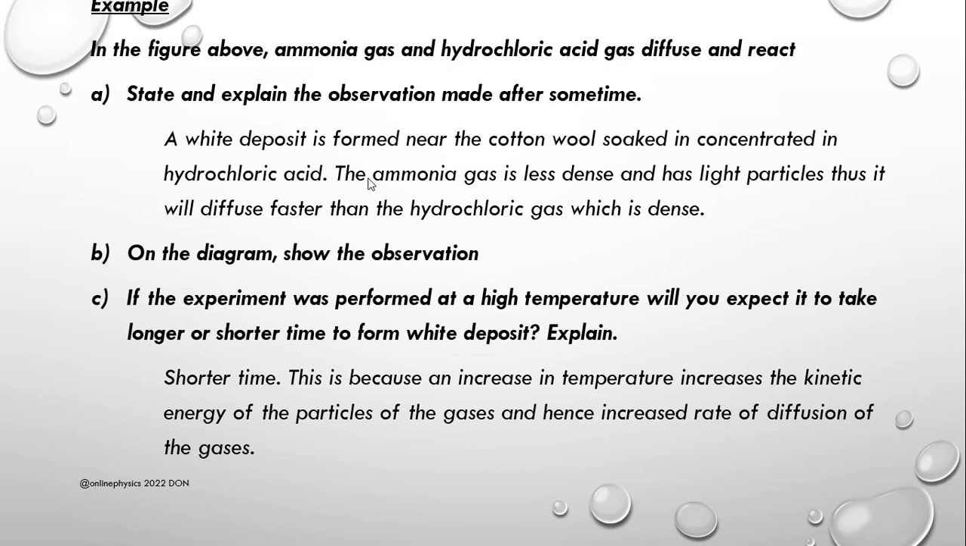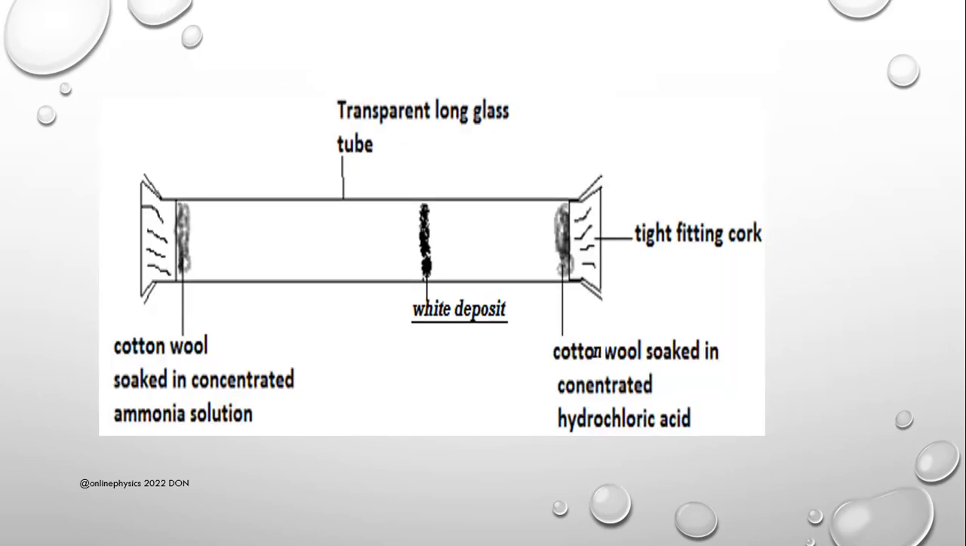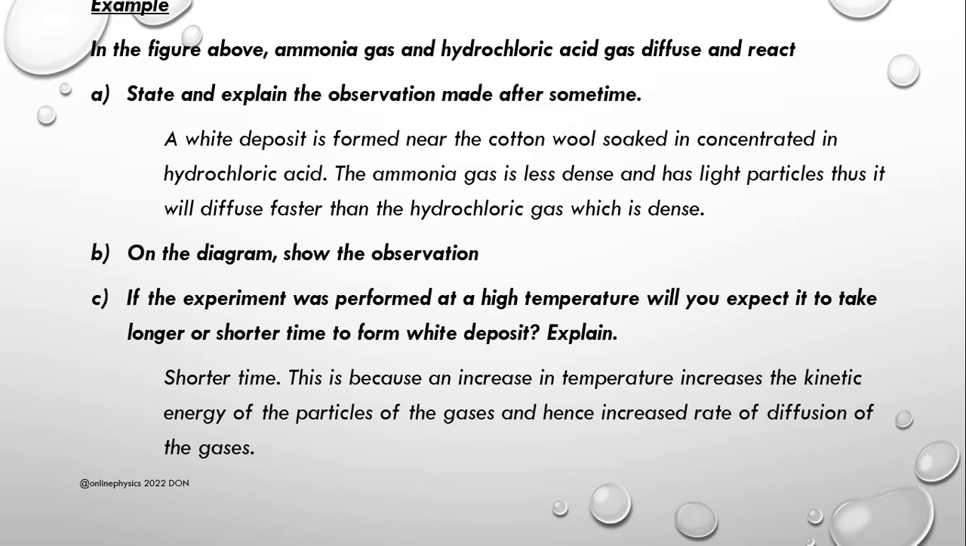Then on the diagram, show the observation. As you have seen on this diagram here, there is this deposit that is put here. This is the white deposit, ammonium chloride, which is close to hydrochloric acid because we've already noted that ammonia is less dense than hydrochloric acid.